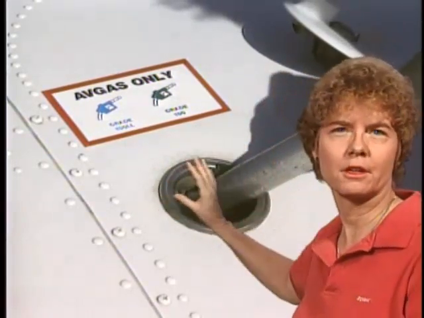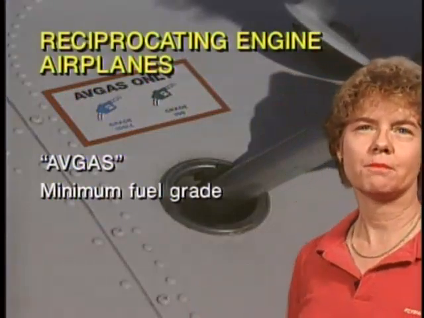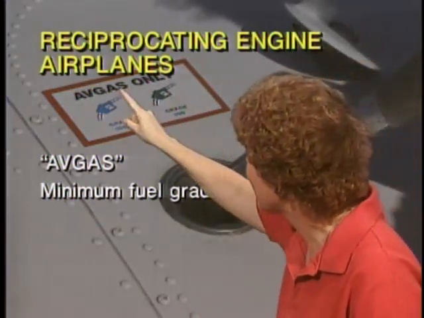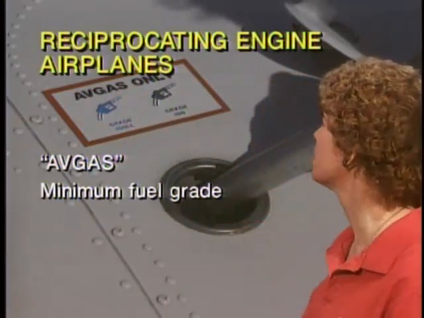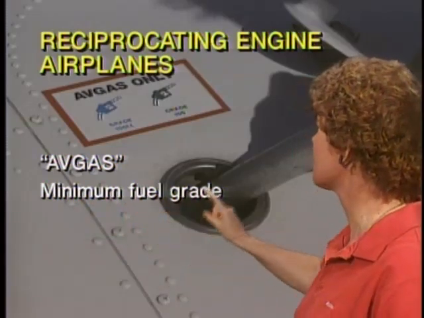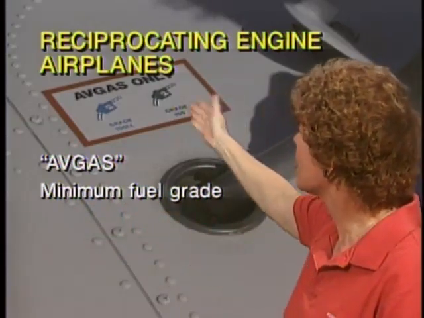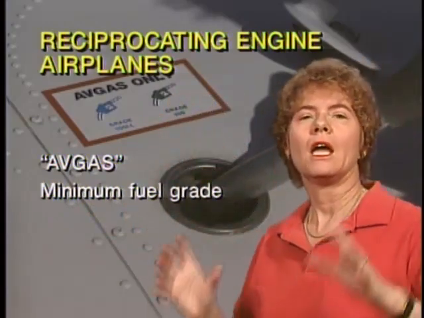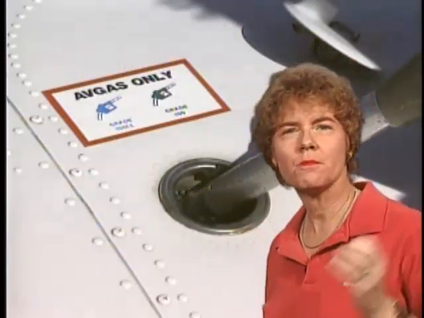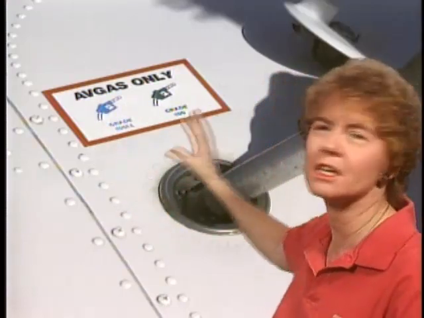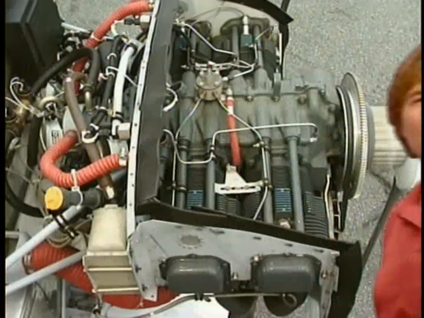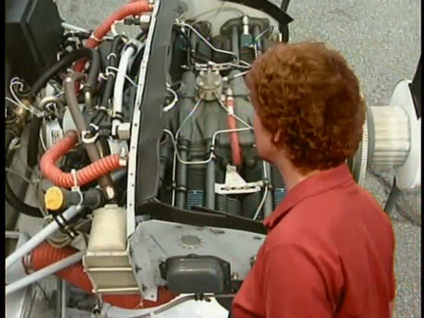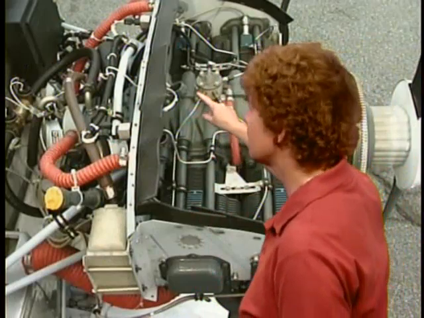the fuel filler cover. For reciprocating engine-powered airplanes, those are the word avgas, so that you don't accidentally put jet fuel in it, and also the minimum fuel grade required. For instance, 100 octane or 100 low lead. If it was a jet airplane instead, a turbine-powered airplane, instead of avgas, obviously it would say jet fuel. And the whole idea behind these required markings is that they want to make sure the airplane does not get misfueled.